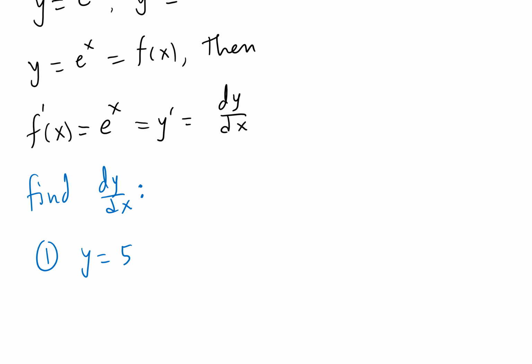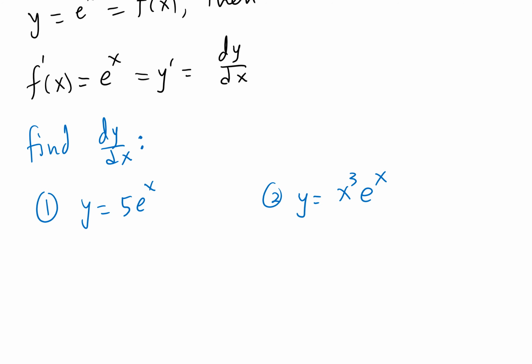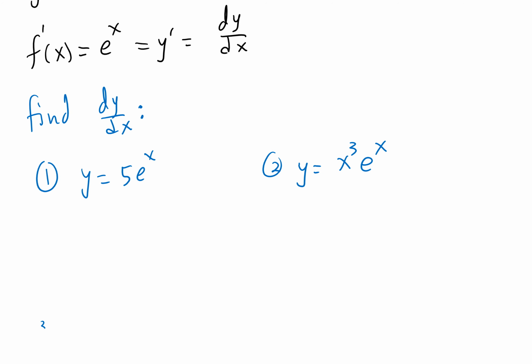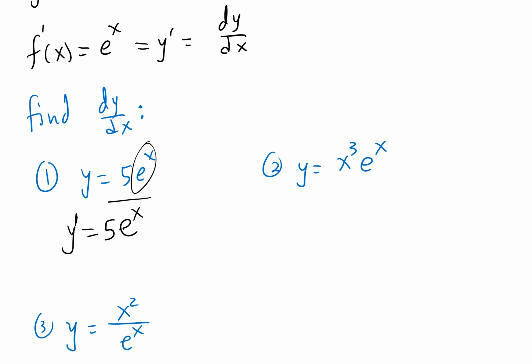y equals 5e to the x, or y equals x cubed e to the x, or y equals x squared over e to the x. So how do we find the first one? The first one shouldn't be that difficult. All we have to do is leave the constant as is and find the derivative of this function, which is e to the x. So the derivative of 5e to the x is 5e to the x.